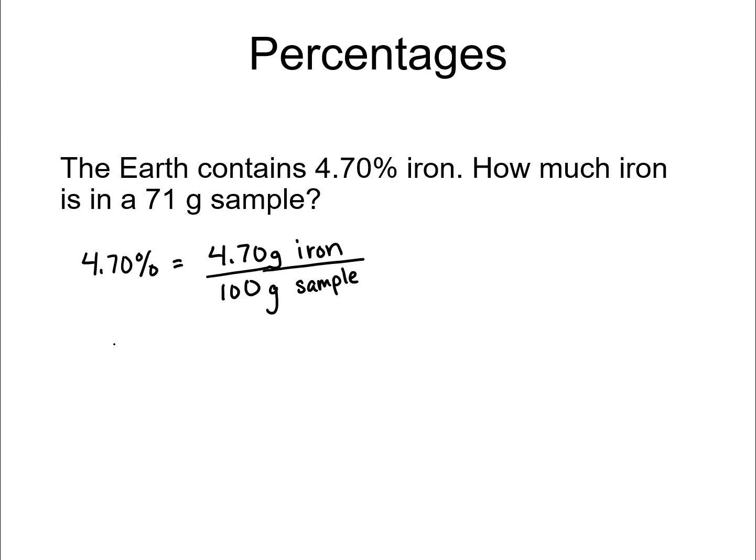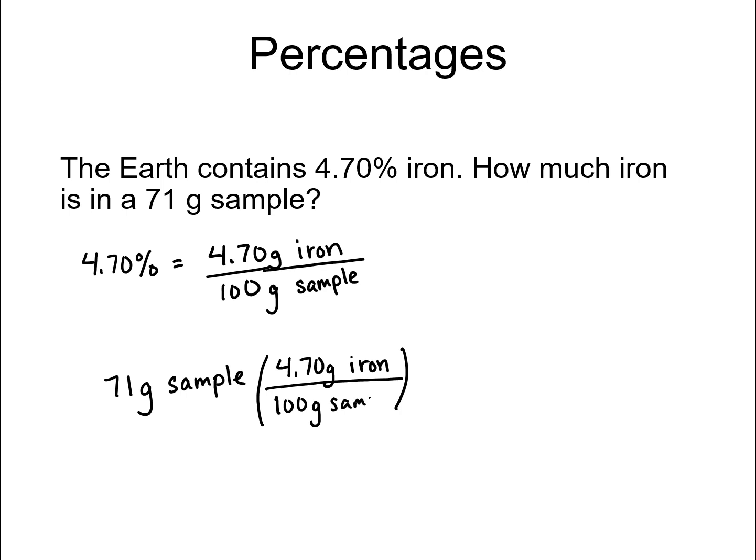If I want to figure out how many grams of iron I have in a sample that weighs something other than 100 grams, I can simply take that sample size, 71 grams in this problem, and multiply by this unit factor, because that's exactly what it looks like. We're doing a conversion from grams of sample to grams of iron.